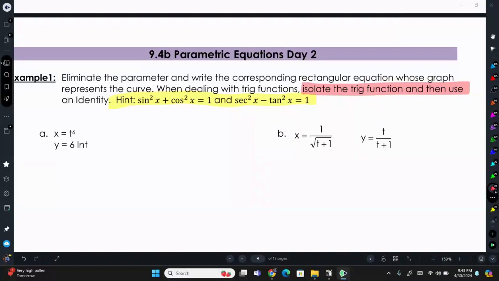So we're going to be dealing with, isolate both of them for the trig function and then use an identity. And we'll talk more about that when we get there.